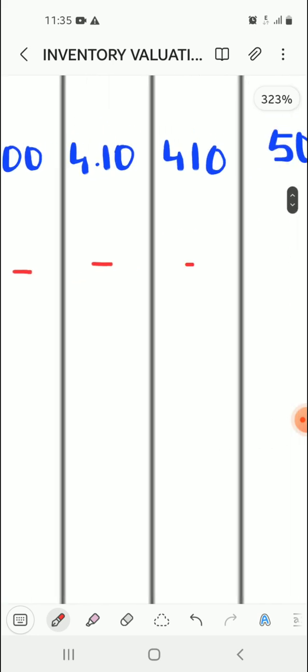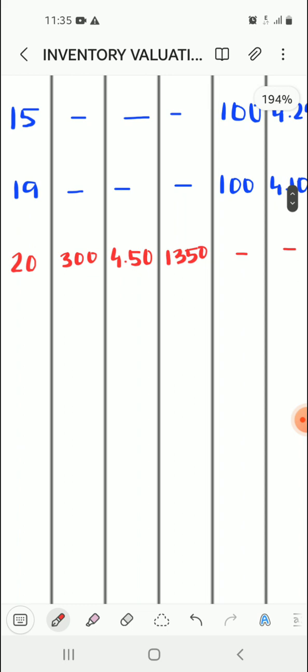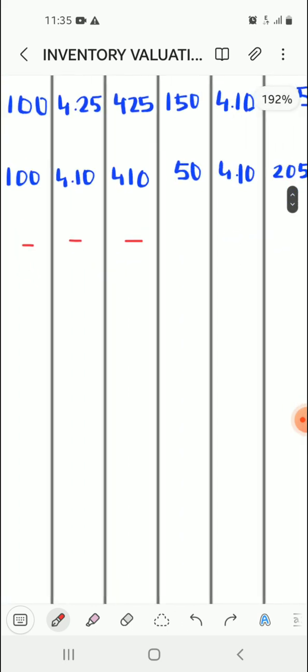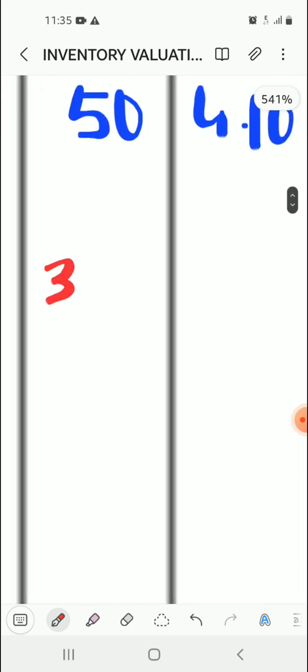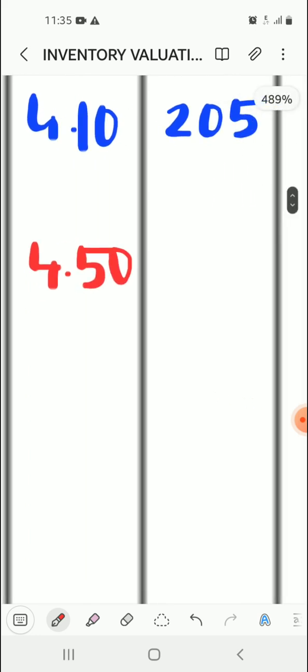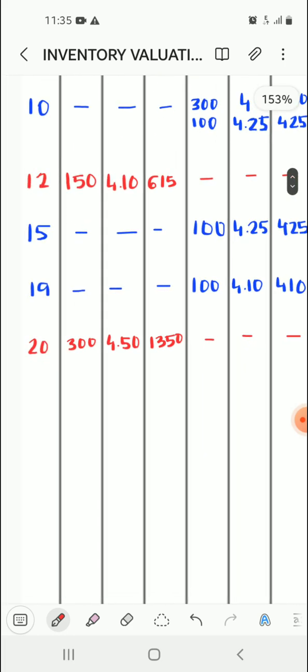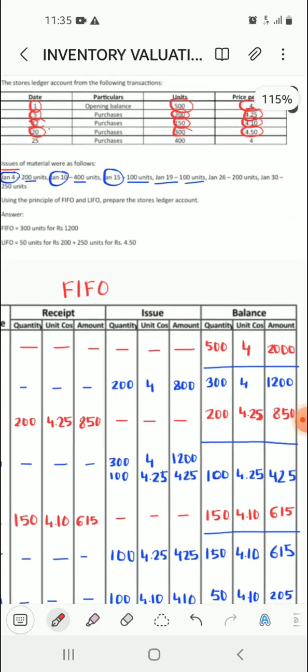Nothing issued on that date, so simply nothing over here, and whatever we had written here will be copied in the balance column as well, this part. So 300 and the price being 4.50, multiply it, we get 1350. With this we are done with the date, that is 20th. We are going to move to the next date.